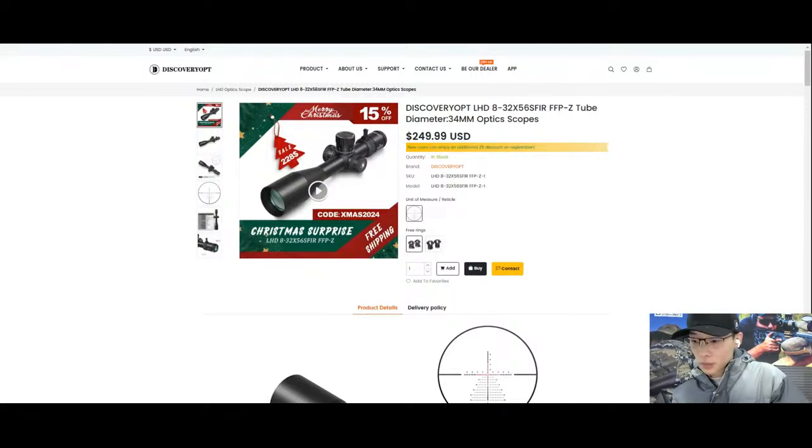So MRAD seems to be more popular these days. Yes, just for the smaller numbers and easier adjustment changes. Yeah, I think I missed one. I think the glass is better on the ED PRS Gen 2.